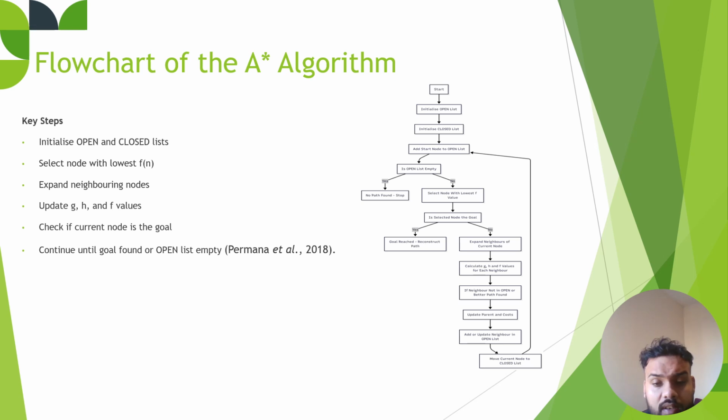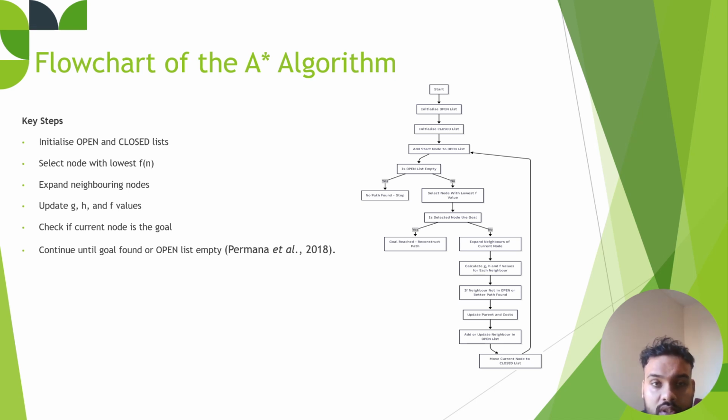Next we expand the neighbor nodes of our current node. For example, for each neighbor we calculate or update three key values: g, the actual cost to reach that neighbor; h, the heuristic estimate from the neighbor to the goal; and f, their sum. Then comes a critical check: is the current node our goal? If yes, we are done, we reconstruct and return the path. If not, we move the current node to the closed list and continue the process.